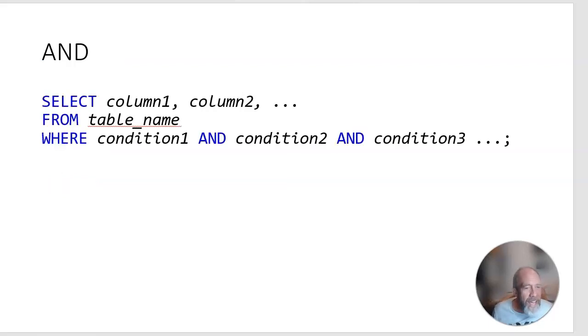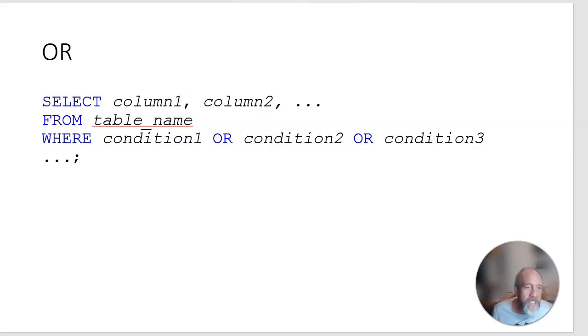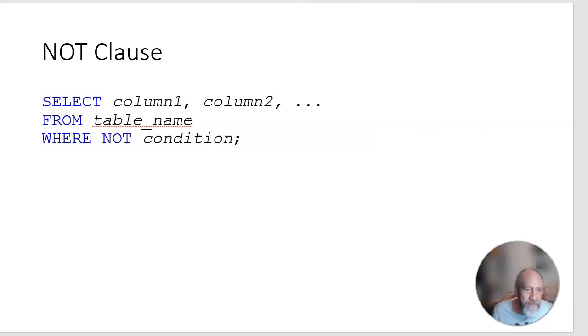You can have and, okay, where condition and condition and condition, ands. You can have ors, condition or condition or condition. And of course, if you have ands and ors, you also need to have a good old not. Okay, this is not a joke. You want the not with your and ors.